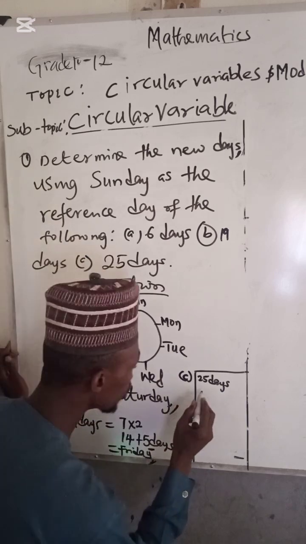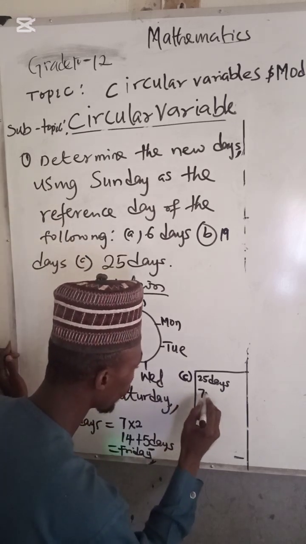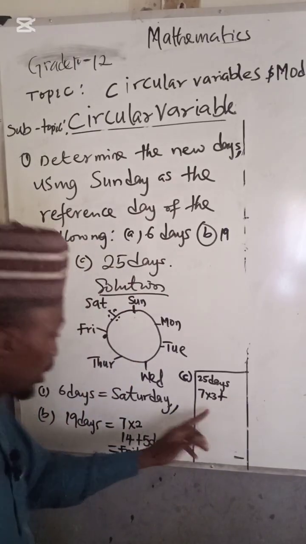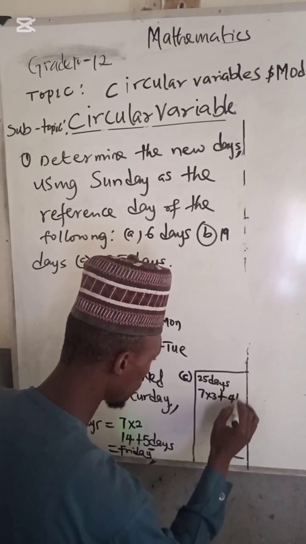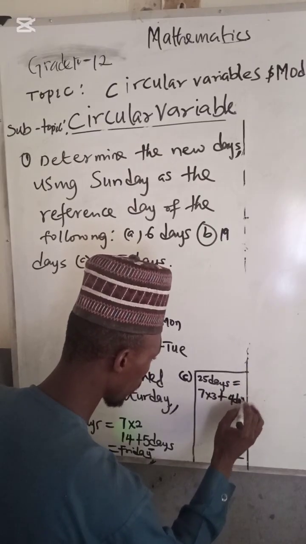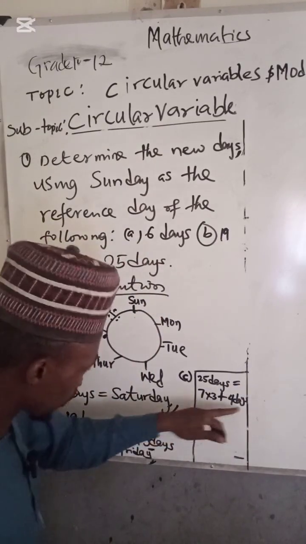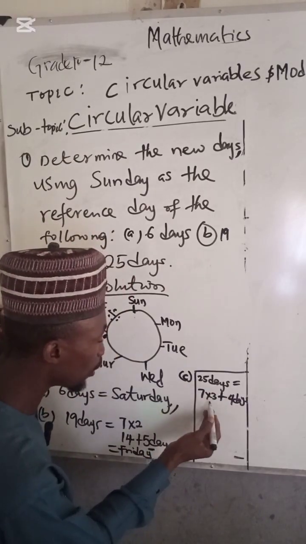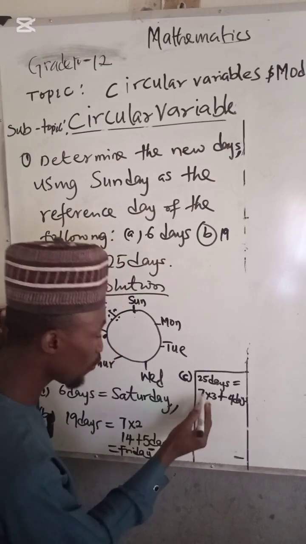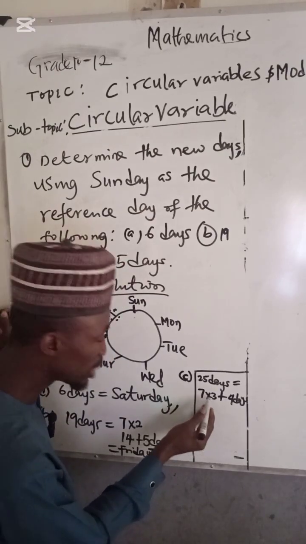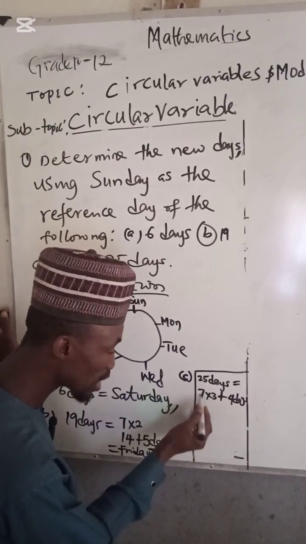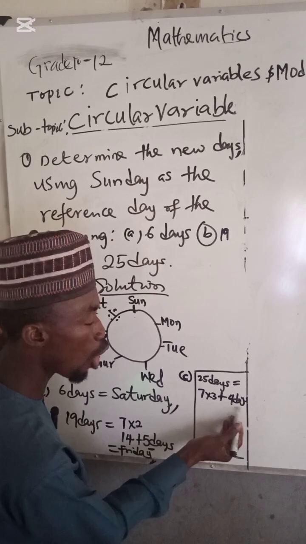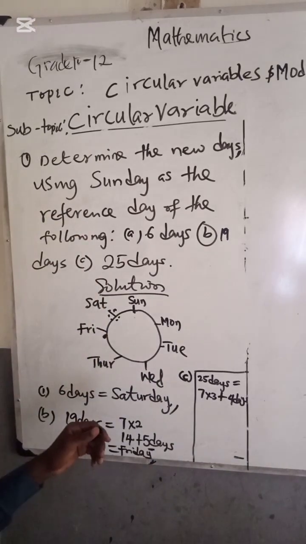Now, let's go. 7 times 3 is 21, plus 4 days. Are you following me? This plus this gives you back the 25 days. So 7 times 3 means the movement has occurred 3 times. It covers this particular circumference of 7 units 3 times and it stopped at point 4 after.